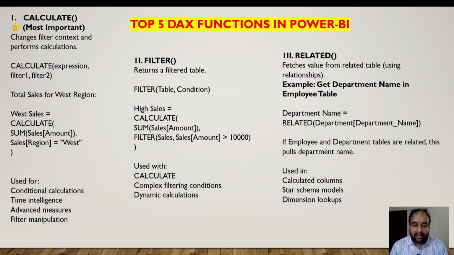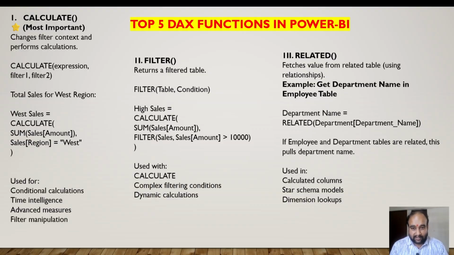So second is the FILTER function. It returns a filtered table. What is the syntax? FILTER(table, condition). So what is the DAX? With the help of the FILTER function, we can write CALCULATE(SUM(Sales[Amount]), FILTER(table, column name and the condition)). We can use the FILTER function inside CALCULATE to write complex filtering conditions and dynamic calculations, right?